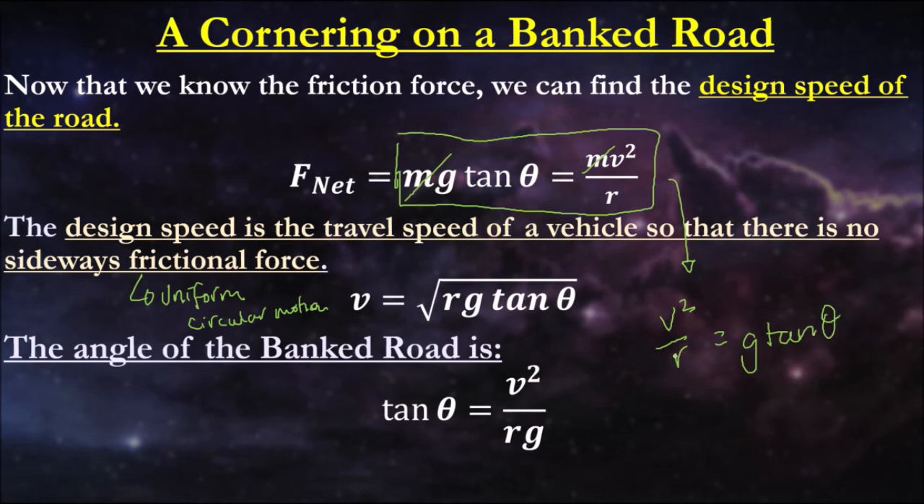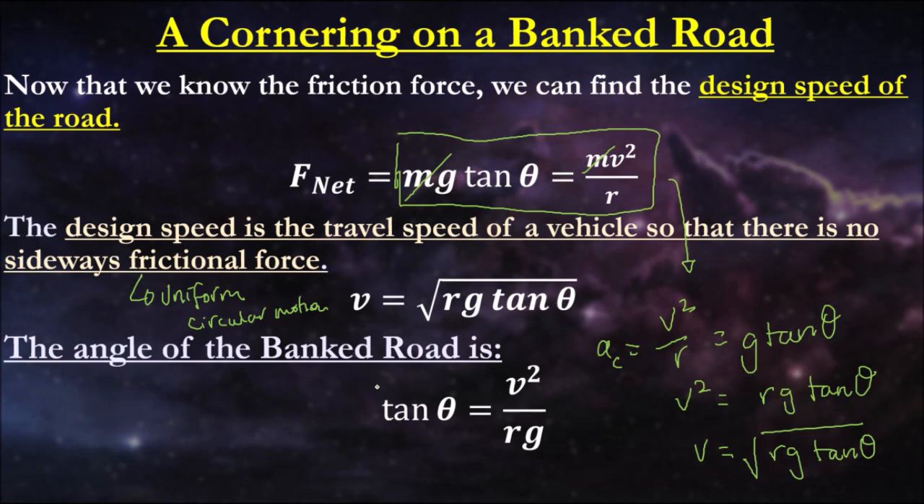As you can recall, v squared over r is just centripetal acceleration. So centripetal acceleration on a banked curve can be expressed as g tan theta. If I want to move r over, I get v squared equals r g tan theta, and then v equals the square root of r g tan theta. Okay, so this is an expression for design speed, the speed at which an object can travel without any sideways friction. If we want to find the angle, we can just rewrite the equation like so.